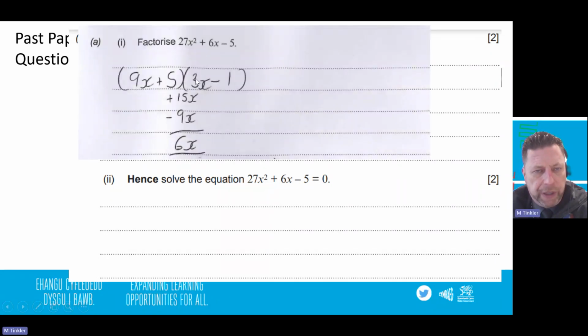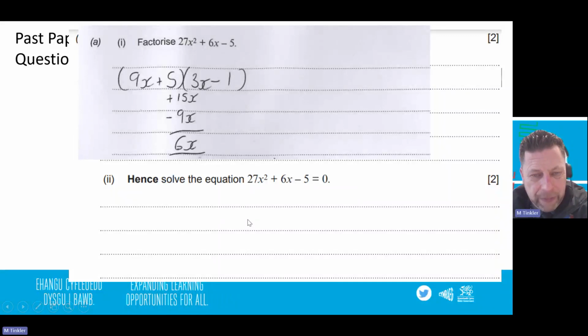Okay, I said I'd try 9 and 3. And then I've tried 5 and 1. I could have tried 1 and 5. If I try 1 and 5, 1 times 3 is 3, 5 times 9 is 45. 3 and 45 aren't going to get me to 6. 5 and 1: 5 times 3 is 15, 9 times 1 is 9. 15 and 9 will give me the 6 if I take away. Okay, that's for 2 marks, hence solve.